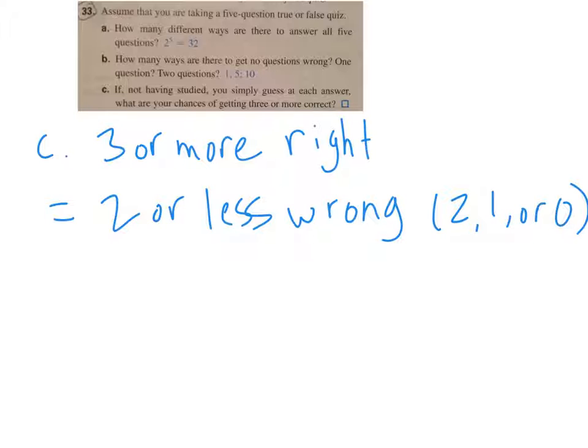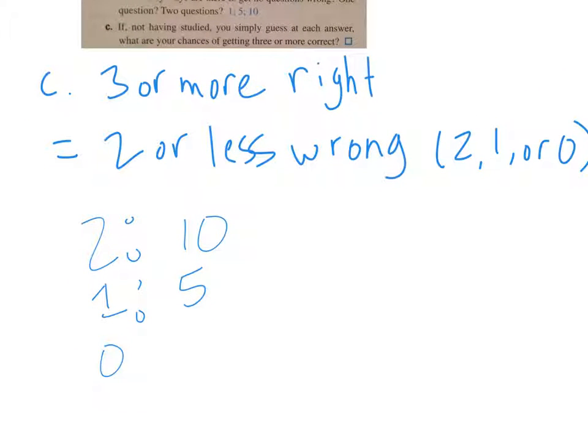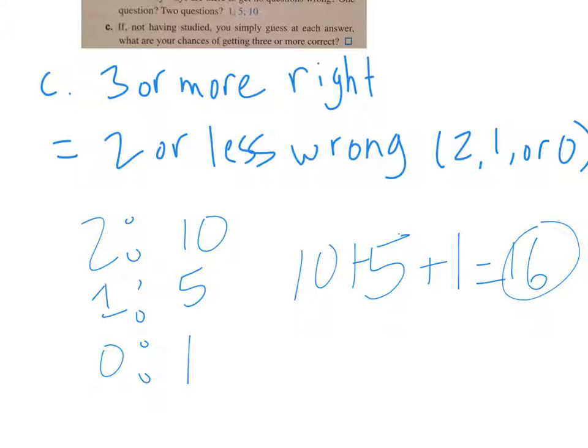The good thing about this is part B was asking us exactly that question. How many ways can you get 2 wrong? Well, we already figured that out, right? That was the 10. That's the one we just did. There's 10 ways to do that. How many ways you can get just 1 wrong? There were 5 ways. And how many ways can you get 0 wrong? There was 1 way. So there's 10 plus 5 plus 1, which is 16 ways you can get 2 or less wrong, which means 16 ways you can get 3 or more correct.